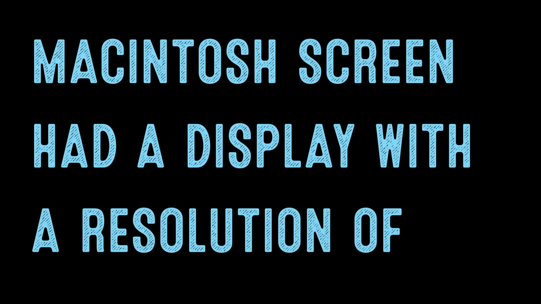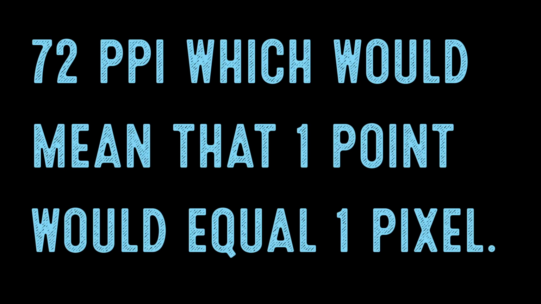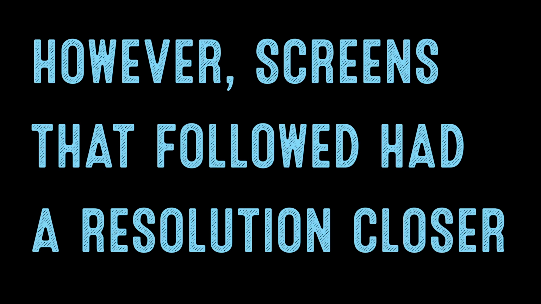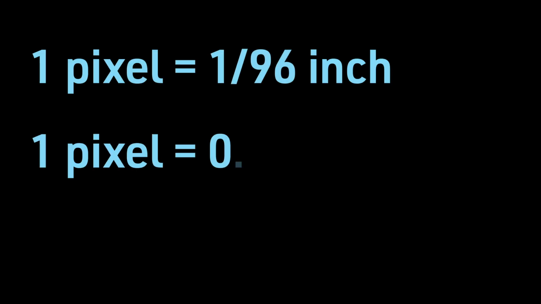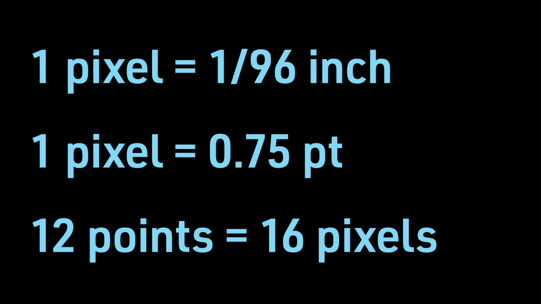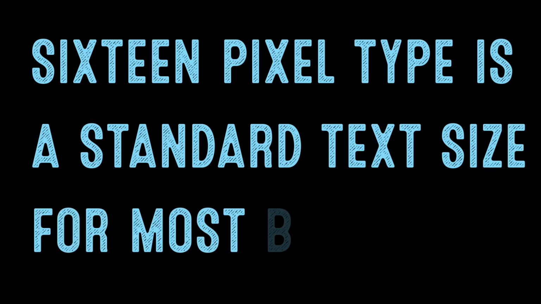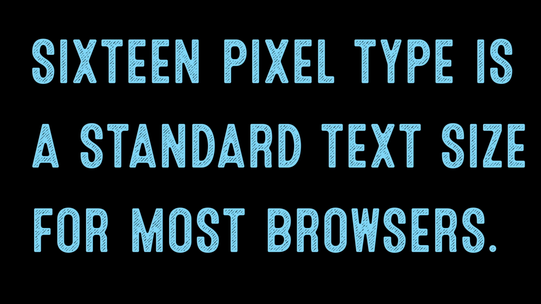The earliest Macintosh screen had a display with a resolution of 72 ppi, which would mean that 1 point would equal 1 pixel. However, screens that followed had a resolution closer to 96 ppi. At this resolution, 1 pixel equals 1/96 of an inch, 1 pixel equals 0.75 points, or 12 points would equal 16 pixels. 16 pixel type is a standard text size for most browsers.